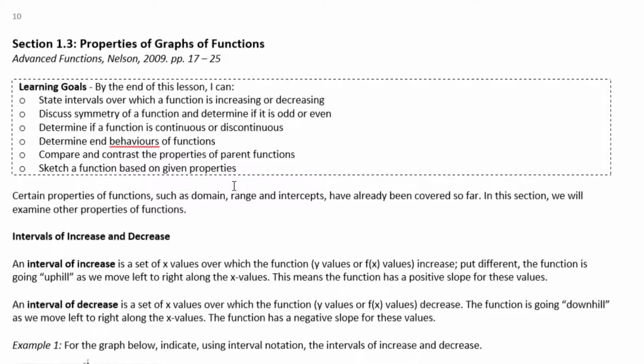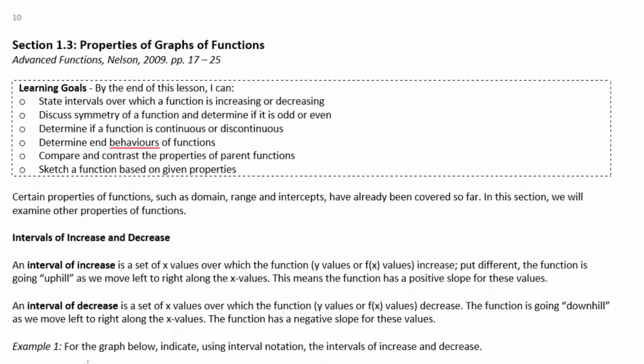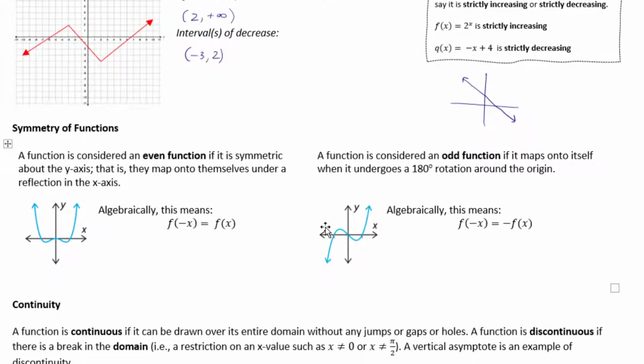All right, so let's see. We have talked about intervals of functions over which the function is increasing or decreasing. Let's now look at discussing symmetry. A function is considered an even function if it is symmetric about the y-axis. That is, if they map onto themselves with a reflection in the y-axis. So as we can see here, this is considered an even function because it has symmetry along the y-axis.